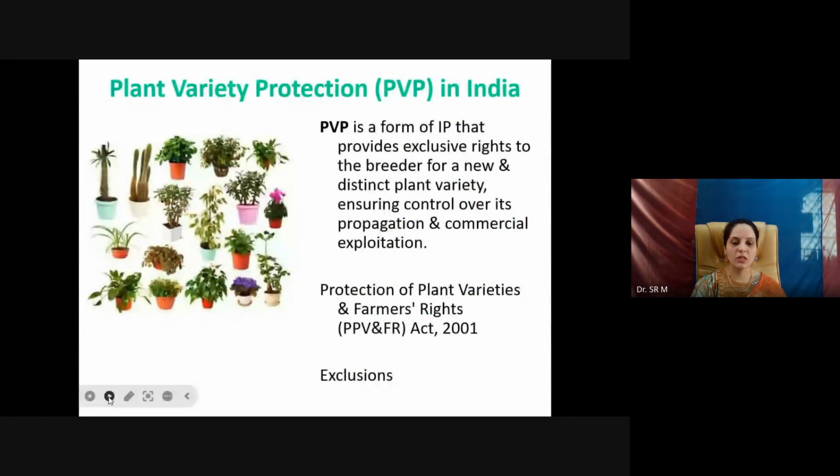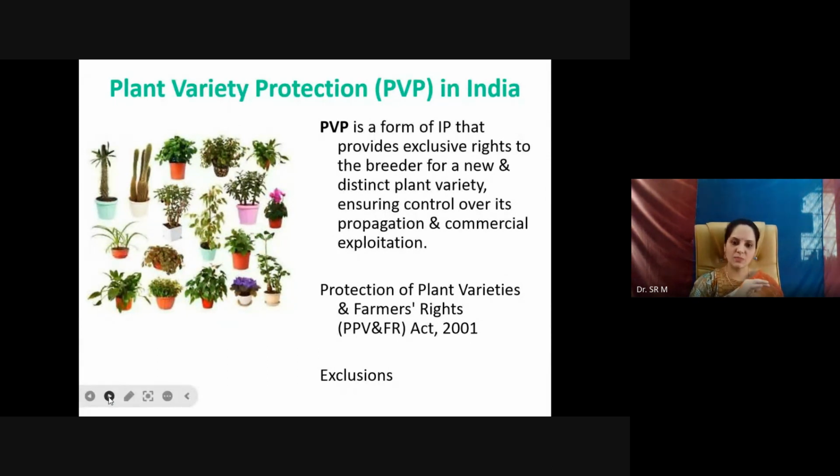Plant Variety Protection, PVP, in India. It is a form of IP, and it provides exclusive rights to the breeder for a new and distinct plant variety, as the name tells you, right? It ensures control over its propagation or any kind of commercial exploitation. In India, we have the Protection of Plant Varieties and Farmers' Rights (PPV and FR) Act 2001, and this governs plant variety protection. Okay. Now, what is the eligibility criteria?